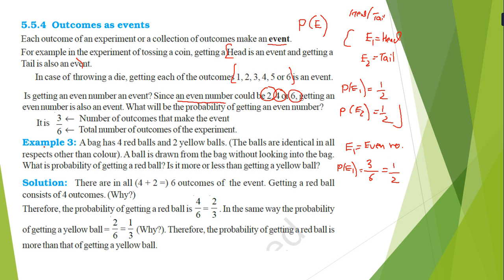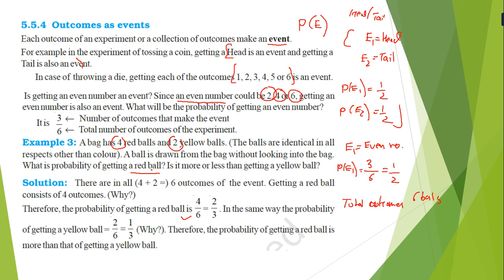One more example is here. Example 3. A bag has 4 red balls and 2 yellow balls. These balls are identical in all respects other than color. A ball is drawn from the bag without looking into the bag. What is the probability of a red ball? So first we have to check the total outcomes. How many total balls are there? 4 plus 2, that is 6 balls. So the total outcome is 6.